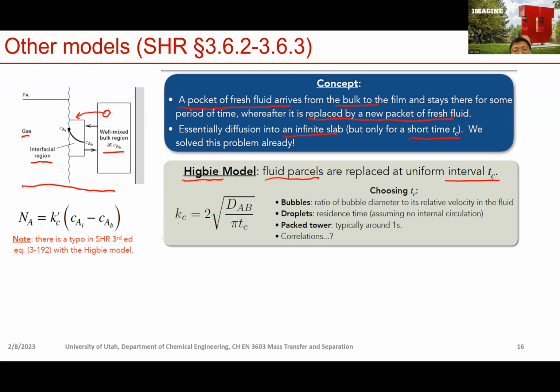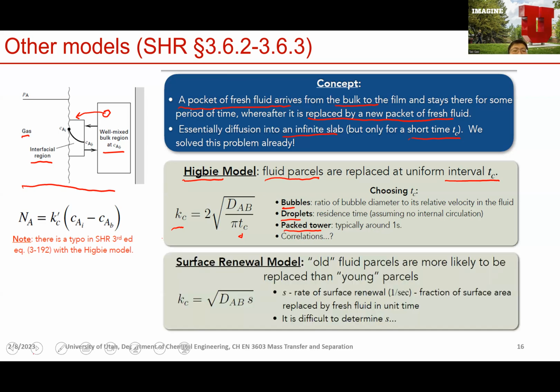With that model, the mass transfer coefficient is going to depend on the square root of the diffusivity of A divided by this interval time Tc, which depends on the fluid condition. You can have bubbles, droplets, or a packed tower, and then this Tc will be different. Okay.